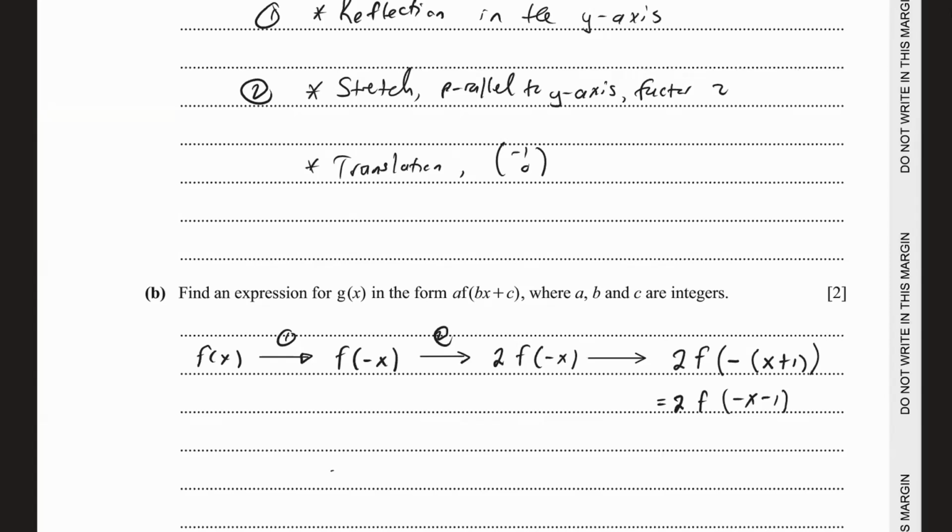So that is the function g of x. It's 2f of minus x minus 1, and that's the answer here. That's how we do it.